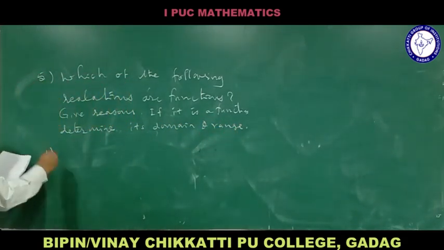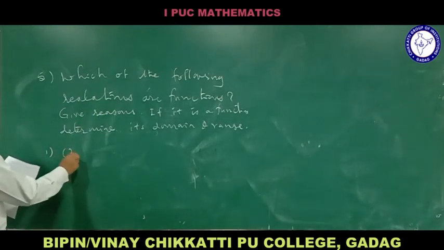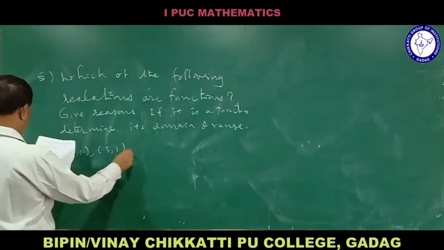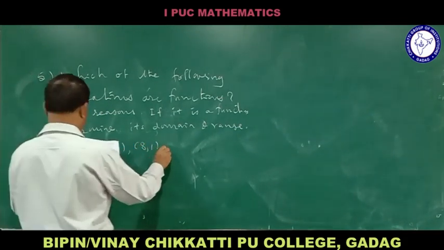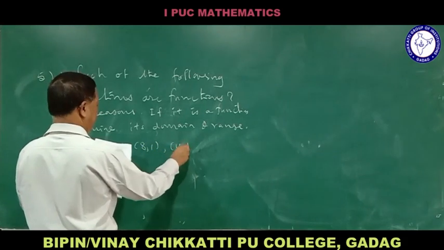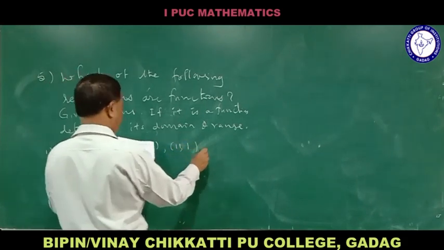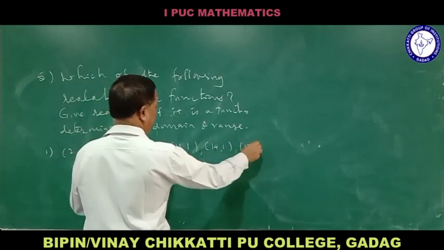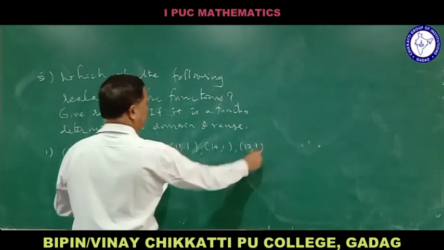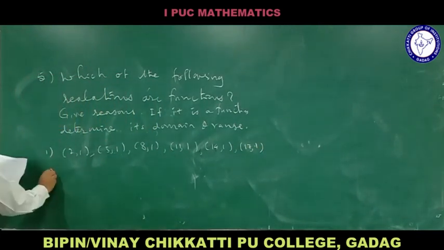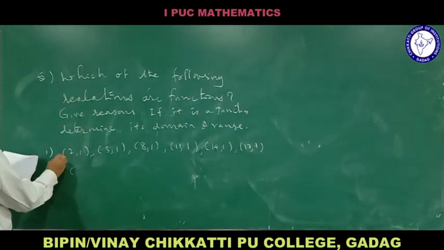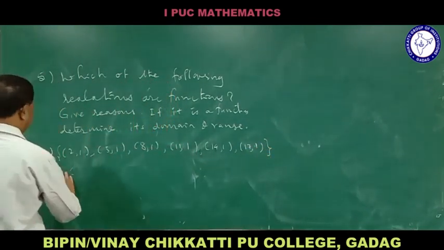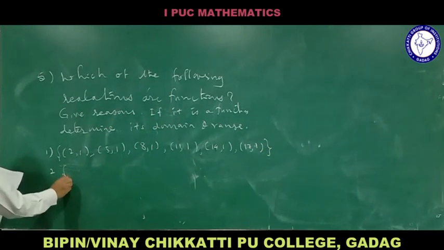So question number 1: (2, 1), (5, 1), (8, 1), (11, 1), (14, 1), (17, 1). First problem. Second, we have to go for this set of ordered pairs, because it is a relation.